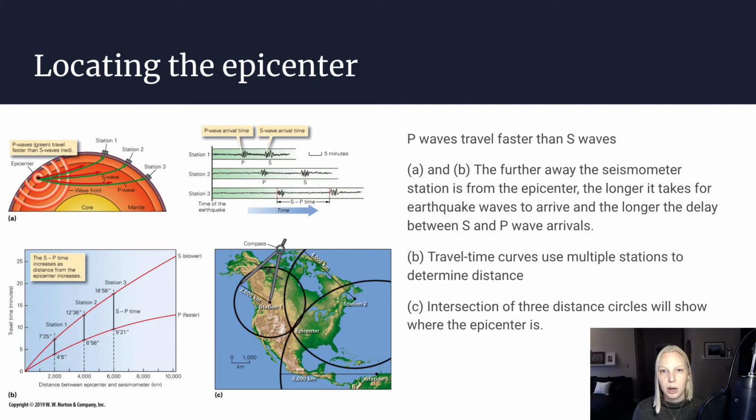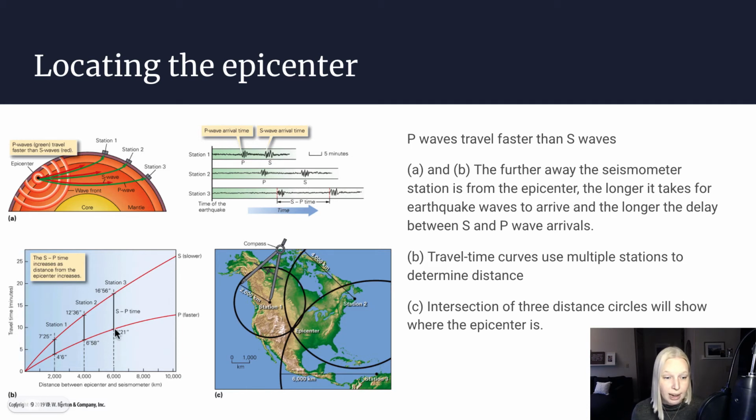So if you record S and P waves at multiple seismometer locations, you can actually draw up a curve that illustrates the distance between the epicenter and the seismometer against the travel time in minutes. So you can see that we have these two curves of the S waves and the P waves plotted. And that can help you identify how far each of those stations are from the epicenter of the earthquake.